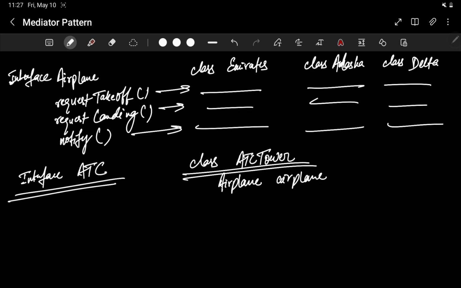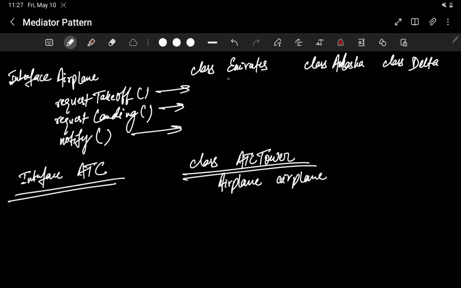Now whenever we are going to use this, let's say the flow is going to be like Emirates requested for a takeoff. So the request for a takeoff will be called, and its implementation will contain another request for takeoff. For example, I'll write it here. First of all, these all will also have the object of this ATC. So each of these has an ATC of ATC object. Now when a request takeoff is there, the implementation is like call the ATC dot request takeoff.